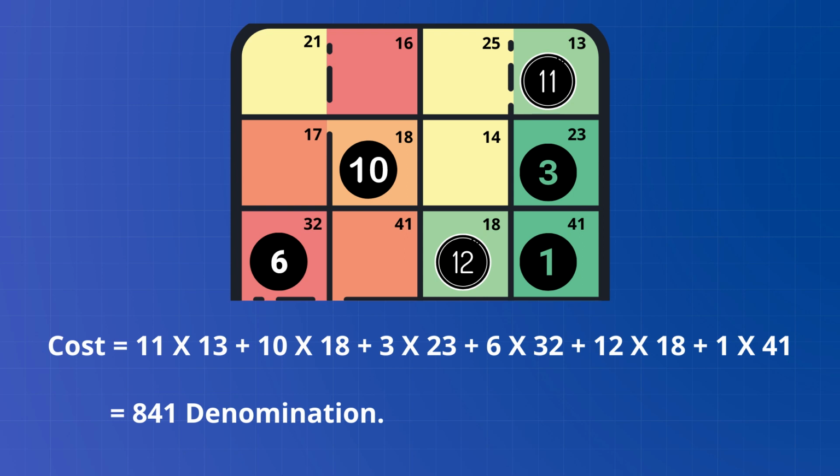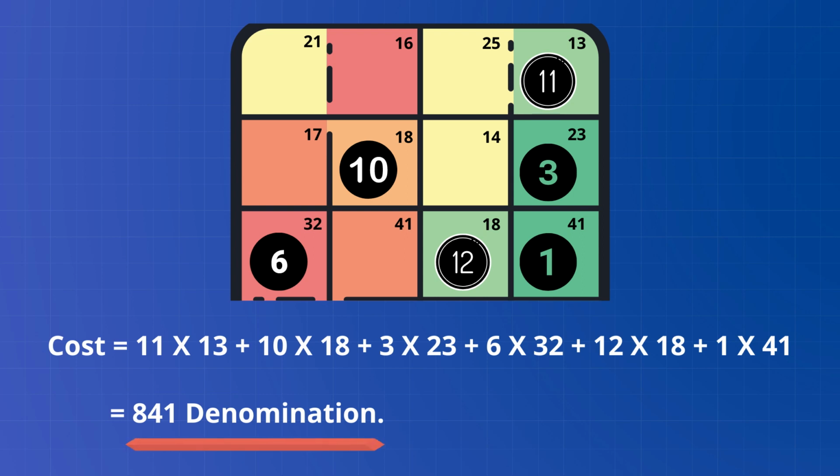Now, the cost can be calculated with the same method as we have previously used for the northwest corner method. The cost would be in this case 11 into 13 plus 10 into 18 plus 3 into 23 plus 6 into 32 plus 12 into 18 plus 1 into 41. Here 11, 10, 3, 6, 12 and 1 are the allocations that we have made. And finally the optimal cost is coming as 841 denomination.